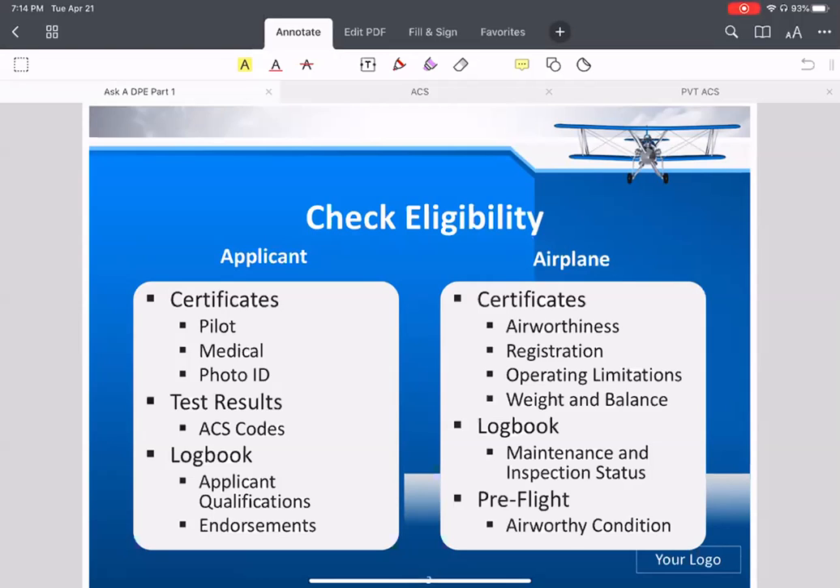I'm also looking in the logbooks for any real anomalies. If there is something that just doesn't look right, because I've got to make sure that the airplane is safe for us to fly.